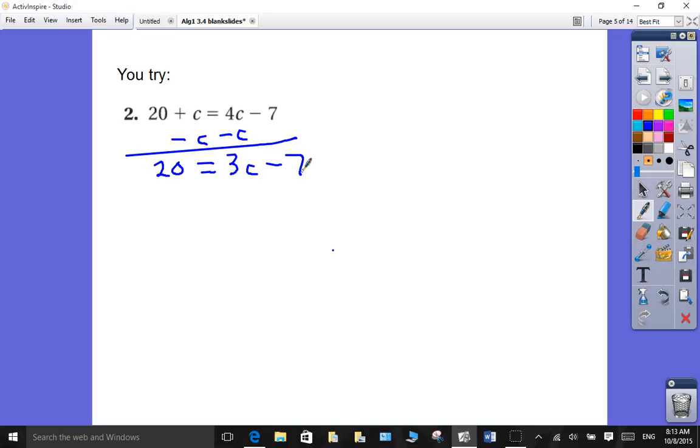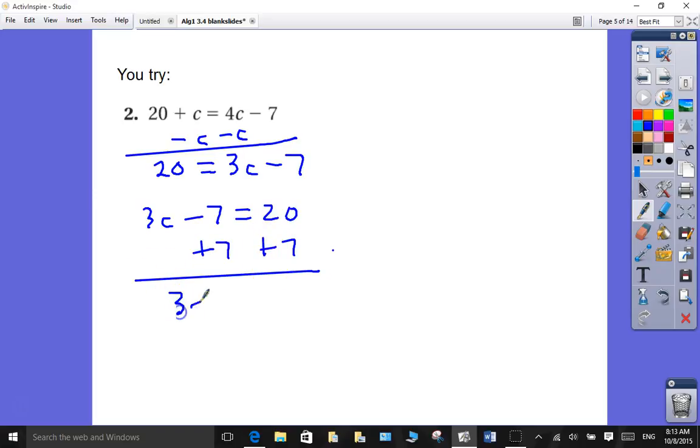Okay. And then now it's a two-step equation. So I'm going to flip sides again, so I've got my variables on the left. 3C minus 7 equals 20. Add 7. 3C equals 27. Divide by 3. C equals 9. Again, switching side to side, that was symmetric.